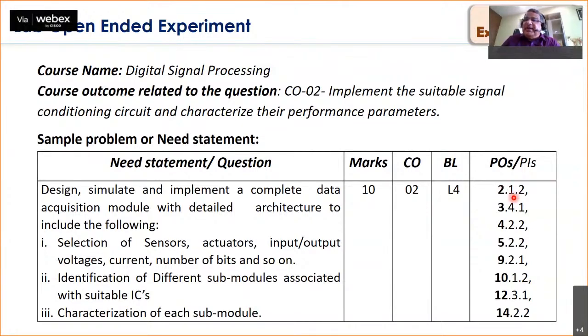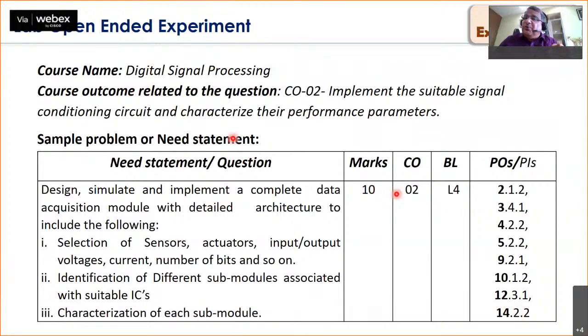Problem analysis will be performance parameter 2.1.2. Design will be performance parameter 3.4.1. Investigation will be 4.2.2. Modern tool usage will be 5.2.2. Then the parameter related to teamwork will be 9.2.1. Parameter related to communication will be 10.1.2. Parameter related to lifelong learning will be 12.3.1. And parameter related to PSO will be 14.